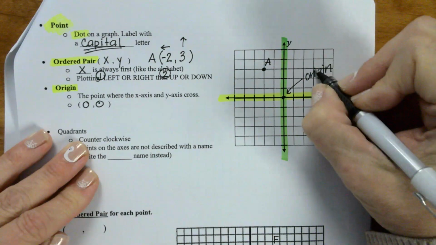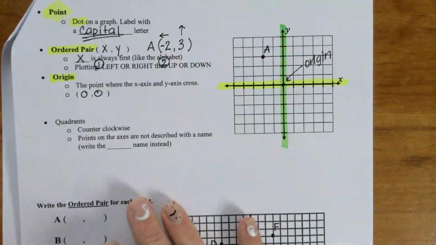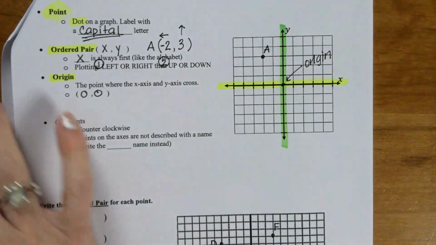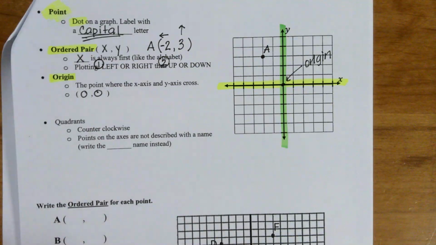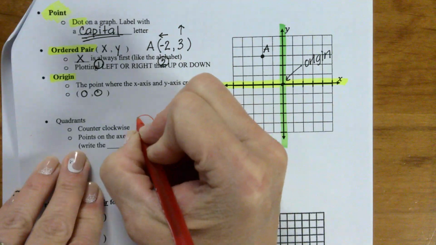Okay, there's my origin. I'm just going to label that for our notes. And then quadrants. Okay, so our quadrants go counterclockwise, which means they go like this.